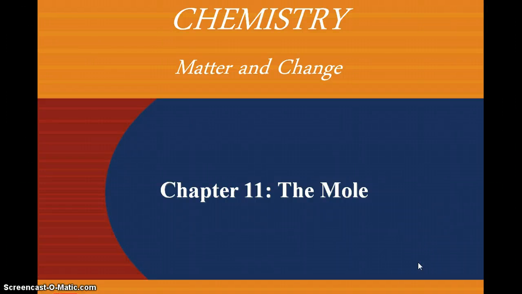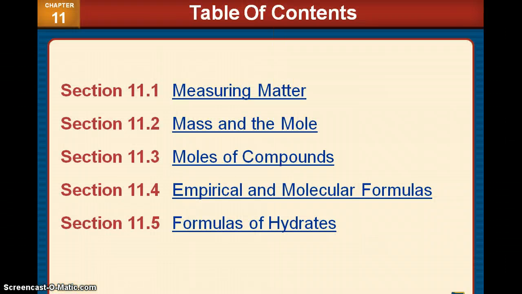We're going to start chapter 11, which is about the mole. Now this is some math, so you will need a calculator, but it is not too bad. So don't freak out, just practice, and we'll do some practice when I get back. Remember, when you're doing these, you can pause them and take notes, and then come back and watch them if you need to later on.